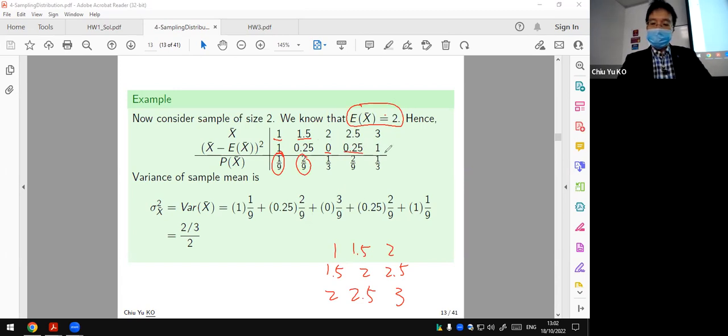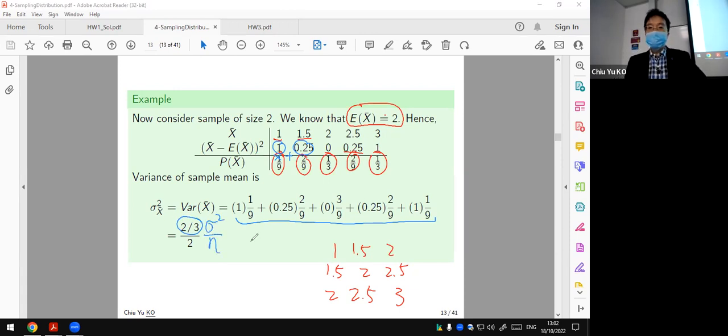And this is 0.25 minus 2 square. This is 1 minus 2 square. So we have all this calculation here. And calculate the variance with this, multiply by this plus so on and so forth. Okay? So that's how we get this expression, right? And here we have this is exactly sigma square over n. N is 2. Okay? So here you can see immediately, because we collect more samples, the variance actually shrinks. Okay? The idea is the following.